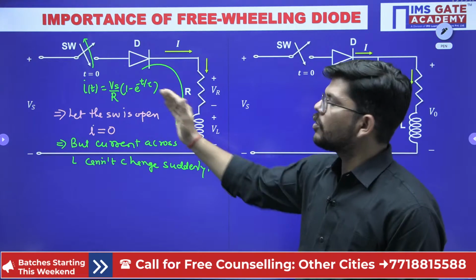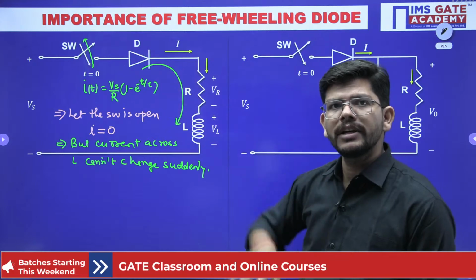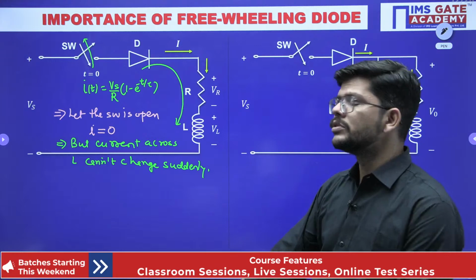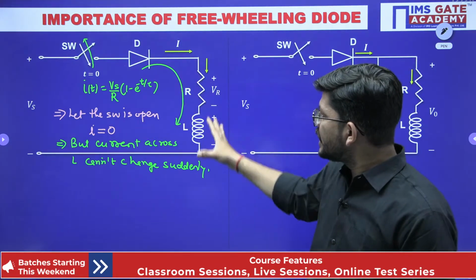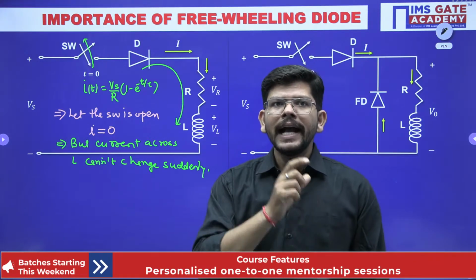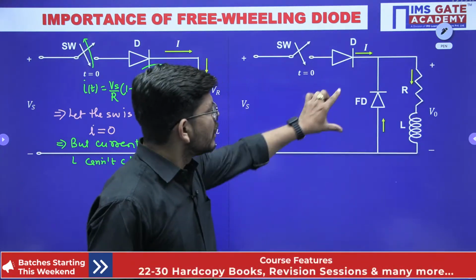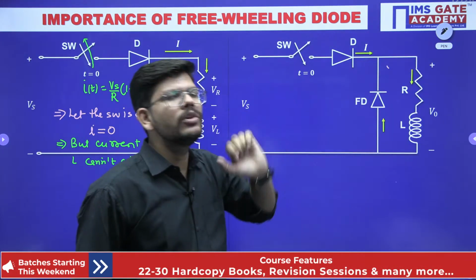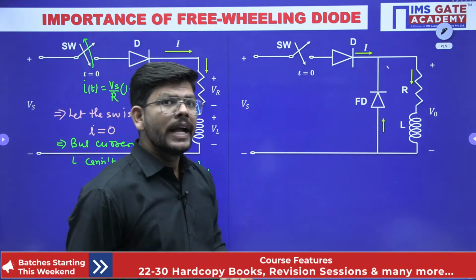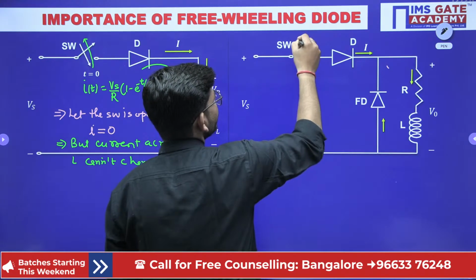So if the switch gets opened accidentally, then what will happen? The current will become 0 because there is no more source available. But if this is so, this is a violation of rules. Current across the inductance cannot change instantly. So we have to provide some means, and that purpose we have solved through providing this extra diode in parallel to the load. How is this going to solve the purpose? Let us suppose now the switch gets open.